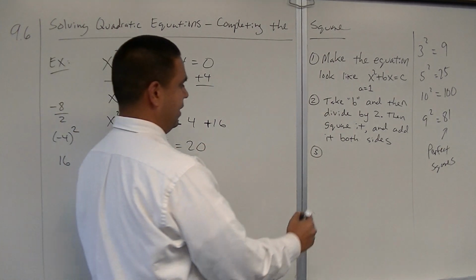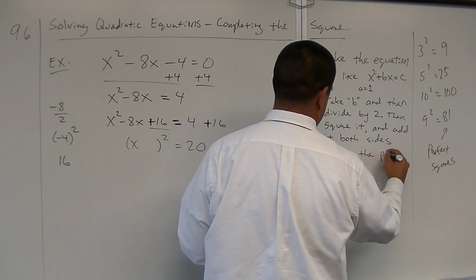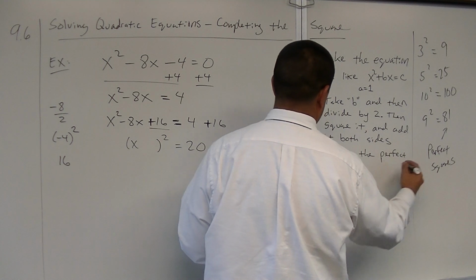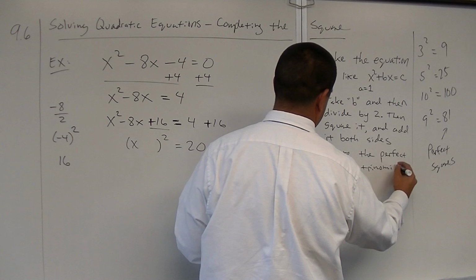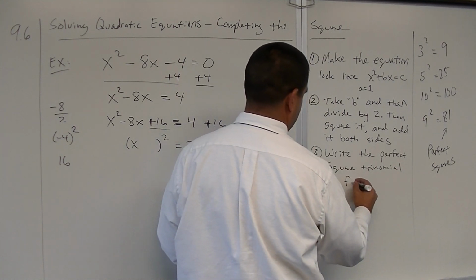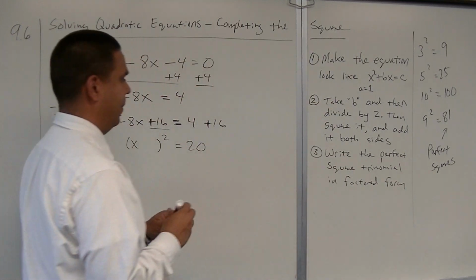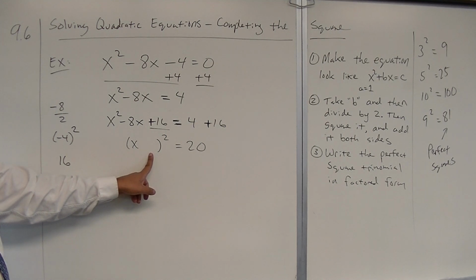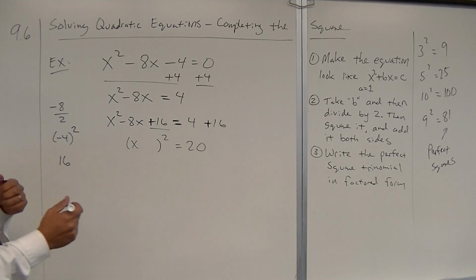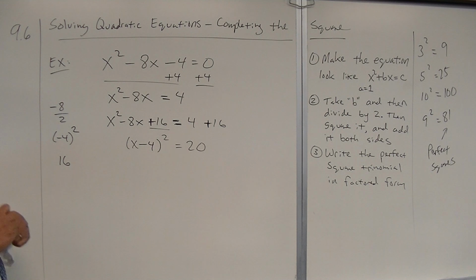So you know what step 3 is? We write the perfect square trinomial in factored form. What number do you think goes in there? Negative 4.